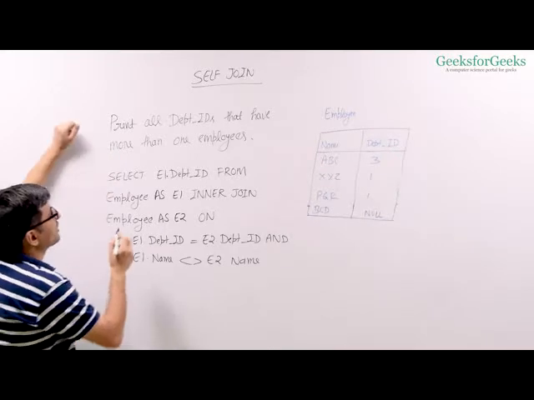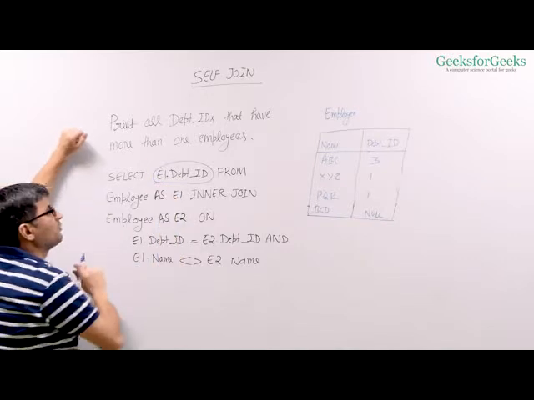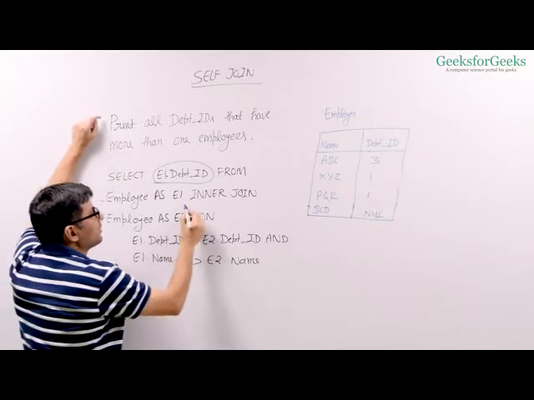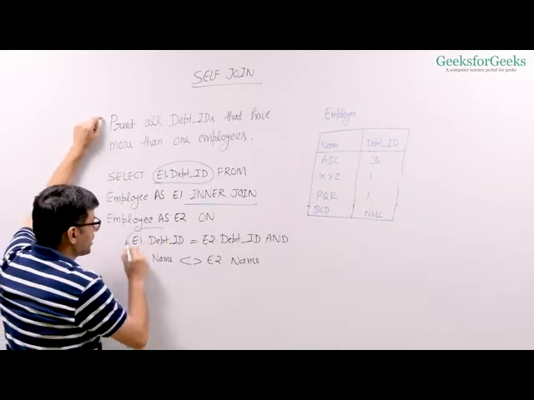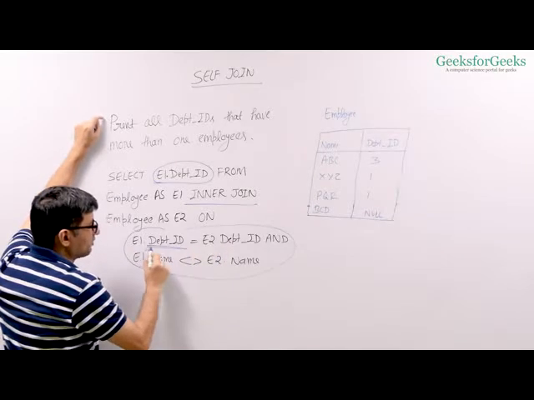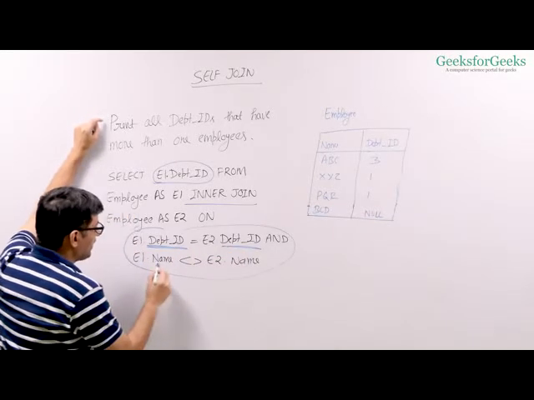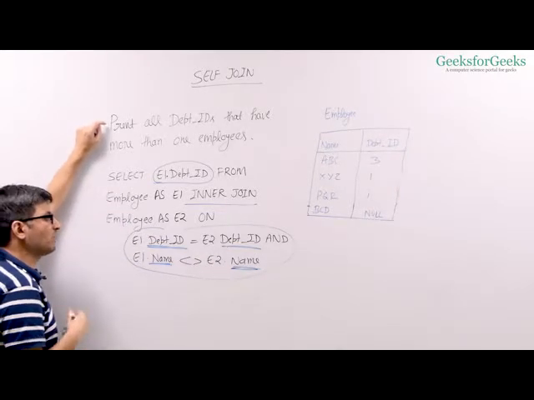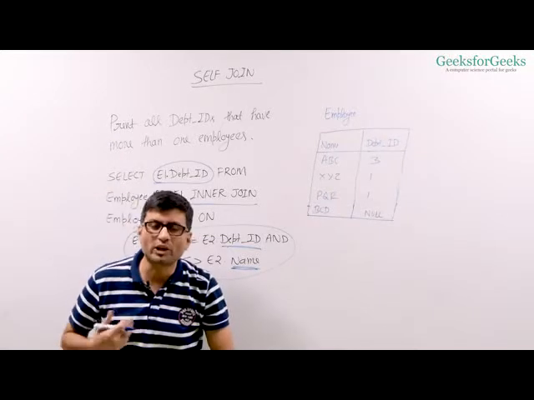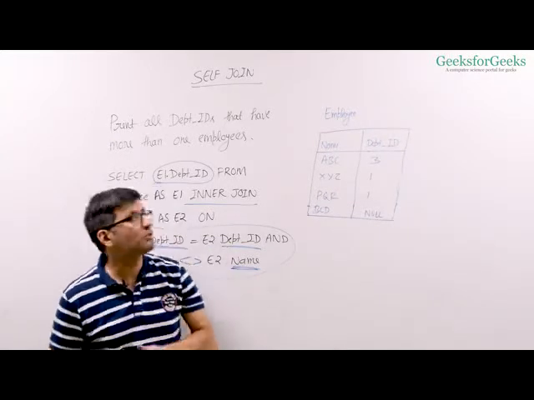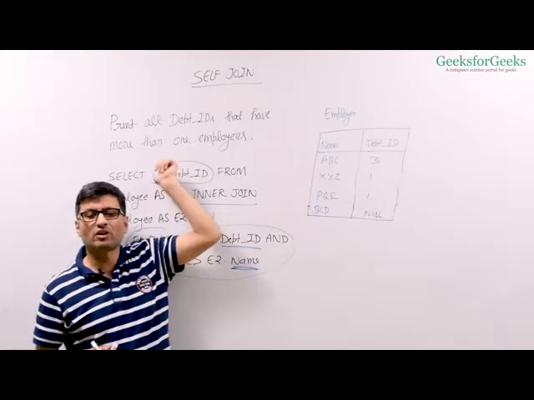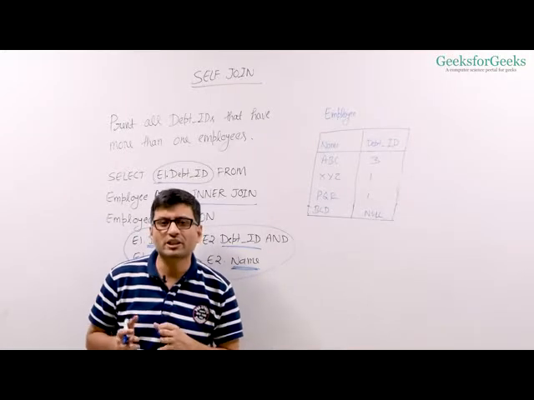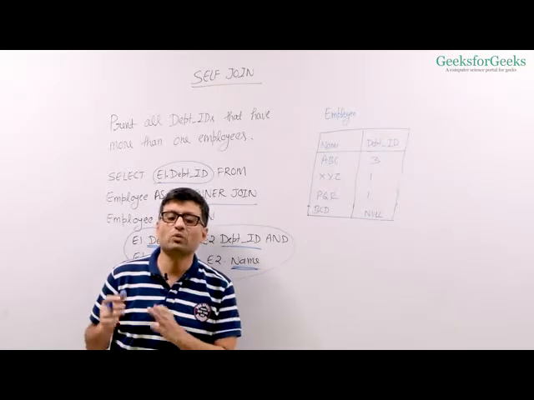So what we have done here is we have printed E1.department ID. We can print E2.department ID also, because we will have the same department IDs in the results. We are using inner join, and we have 2 conditions here. Department IDs should be the same and names should be different. So it will print all the department IDs which have more than 1 employee. It might print some duplicates. So to handle duplicates, we can use distinct here, distinct E1.department ID. So that is how we use self join to print all the department IDs that have more than 1 employee.